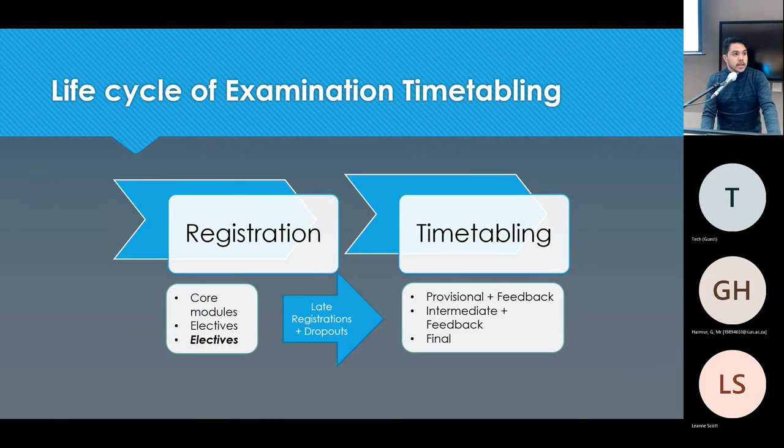So if we look at the life cycle of examination timetabling, what you have is the students that would register at the beginning of the year or at the beginning of the semester.